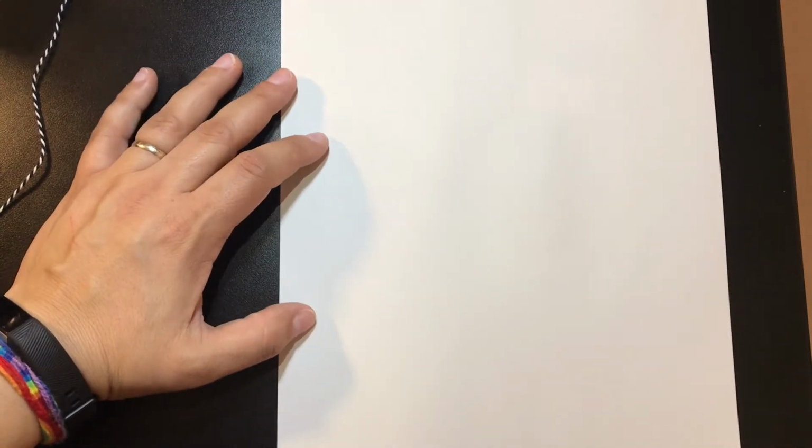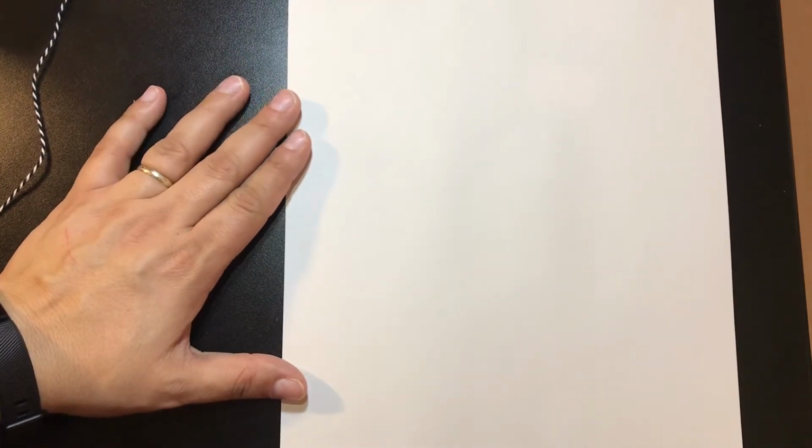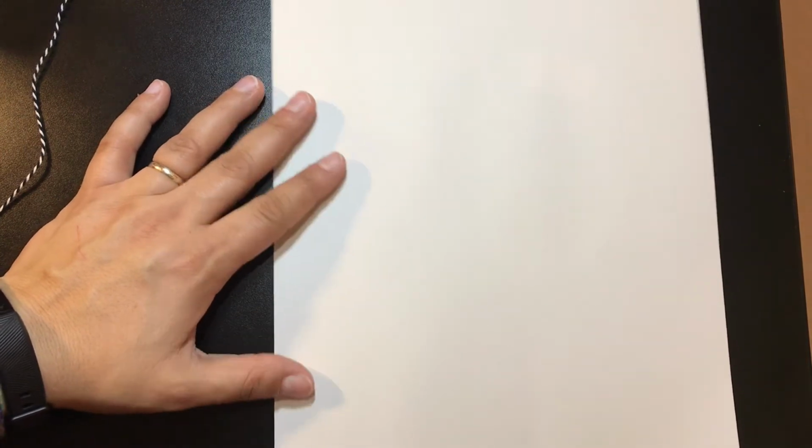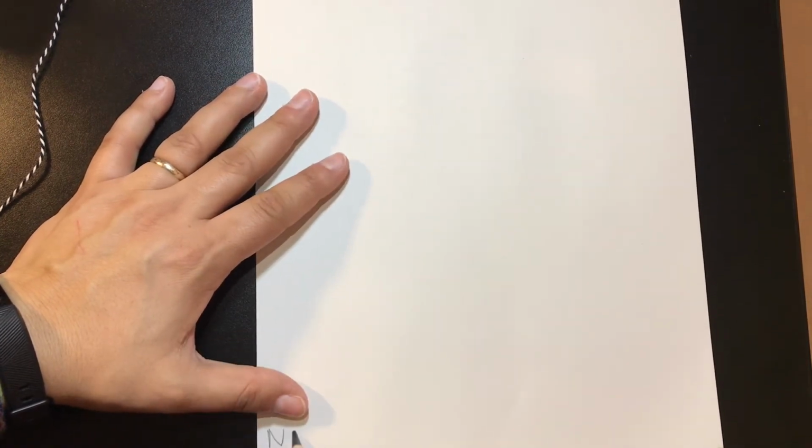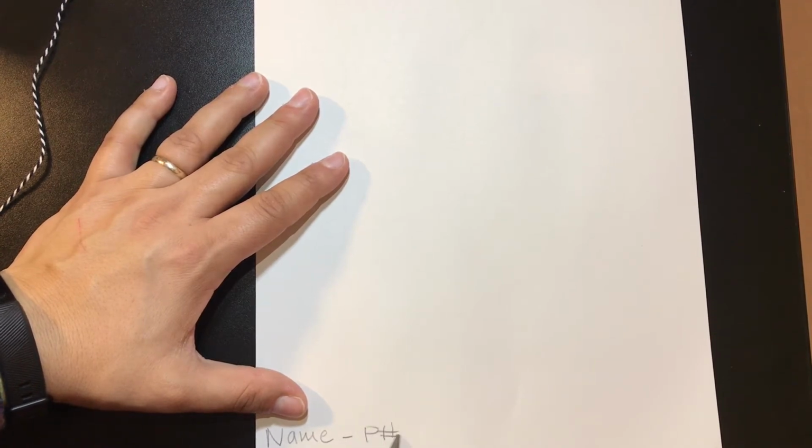All right, guys, so today we're going to be practicing the op art tubes on this piece of paper. You're going to be turning this paper in for your grade, so please make sure that you write your name on the bottom right hand corner and your period number.